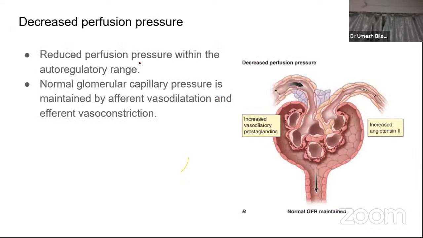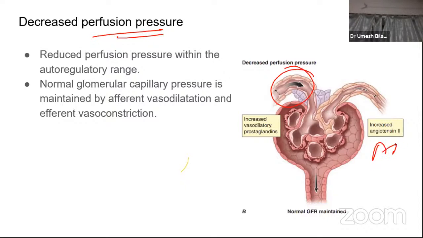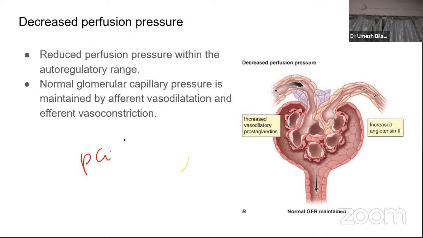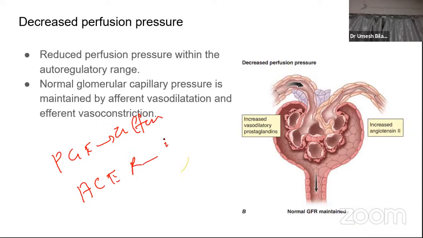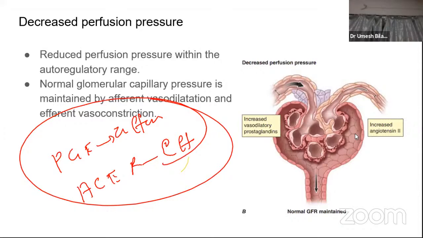And if there is a problem with this, like a decreased perfusion pressure, the normal glomerular pressure is maintained by afferent vasodilatation and efferent vasoconstriction. Same diagram. Prostaglandins are responsible in the afferents, and ACE receptors are important in the efferents. Prostaglandins are for afferent, whereas ACE receptors are for efferent. So this is how the hydrostatic pressure is balanced. Very important.